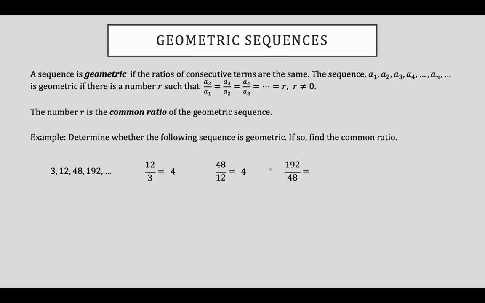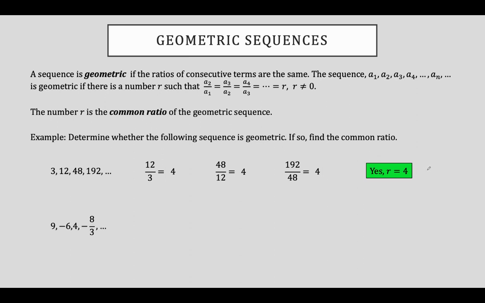I take the fourth term and divide by the third term, 192 divided by 48, and that gives me 4 as well. So, whenever I take one of the terms and divide by the previous term, we always get the same number. That number is 4. Therefore, yes, our sequence is geometric, and the common ratio between terms is 4. r is equal to 4.